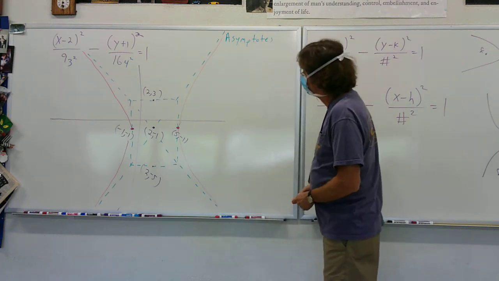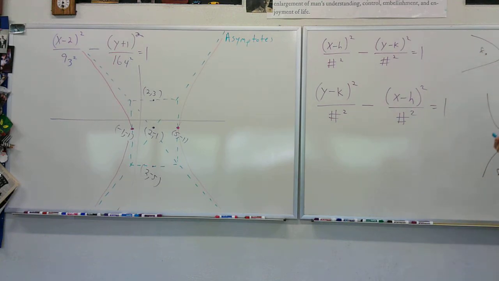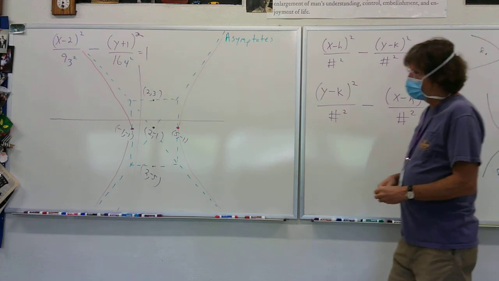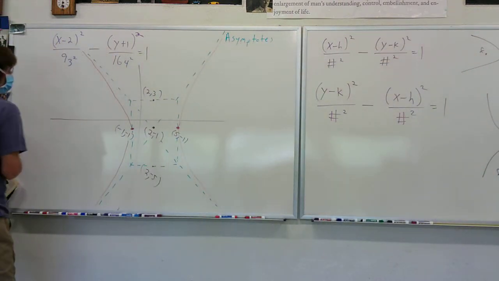All right. Next step. Let's make sure we've done this in order. We found our center. We found our 4 key points. We drew our rectangle. We drew our asymptotes. And then we actually made the graph of the hyperbola. We're going to find the foci next. Foci time. Here we go.